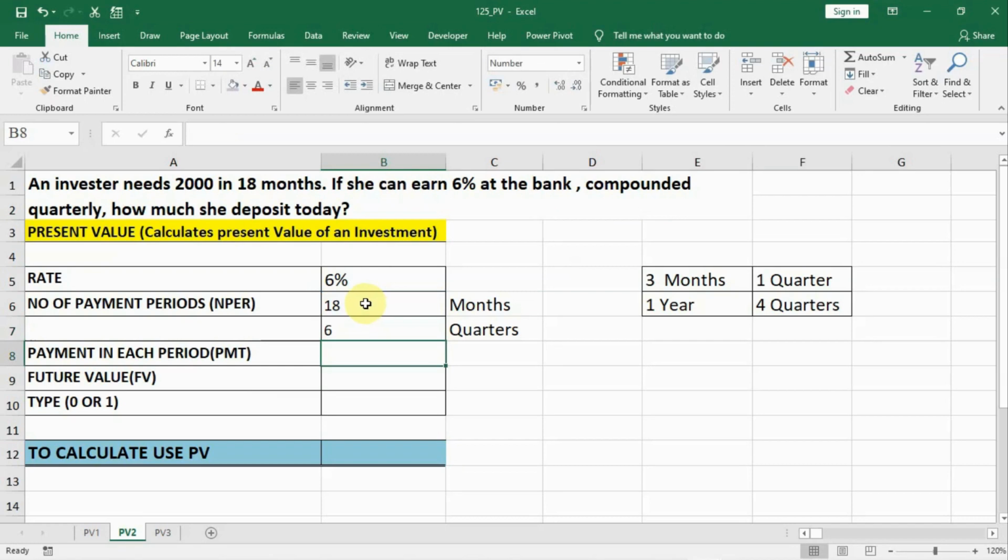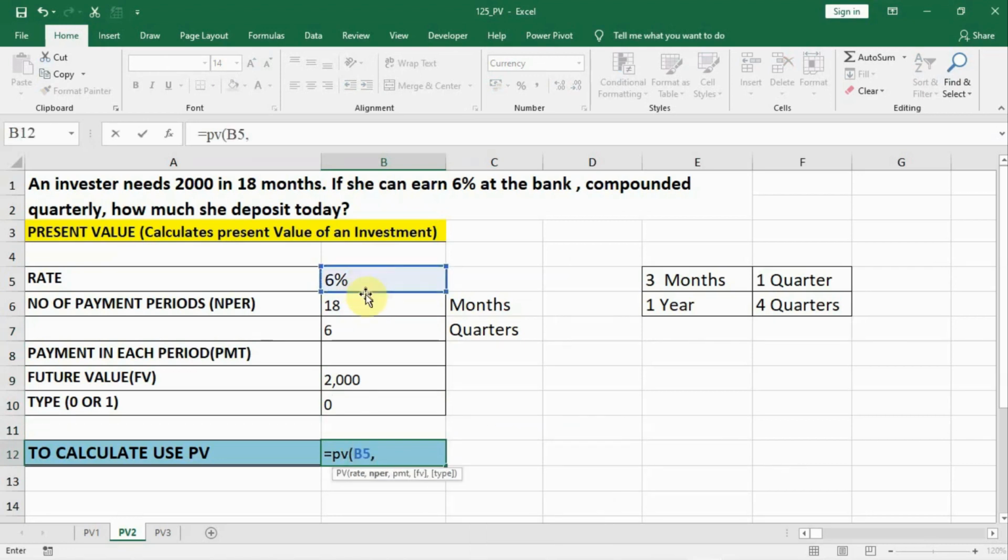Payment in each period, we don't have to make any payment. We have one-time investment here. Future value of our investment, we know it is going to be 2,000 rupees. So we'll type out here 2,000, and type is, let us say for the time being, 0. And we'll use the function equal to PV, bracket open, and we'll select our rate, then put a comma, then number of payment periods, that is 6, put a comma. Payment made each period, we are not going to make any payment during a period. We'll have a one-time payment, and comma, that is 2,000, comma, and type is 0.